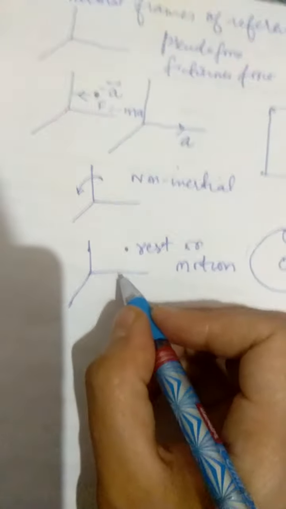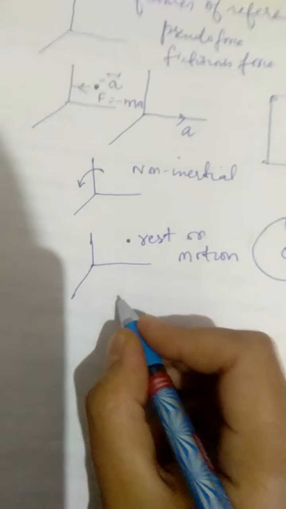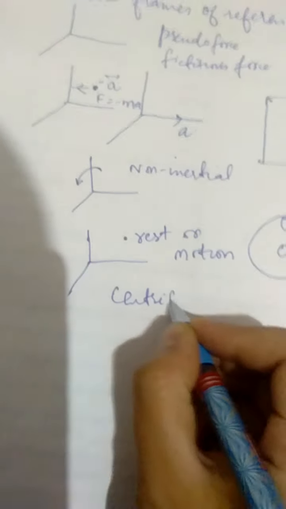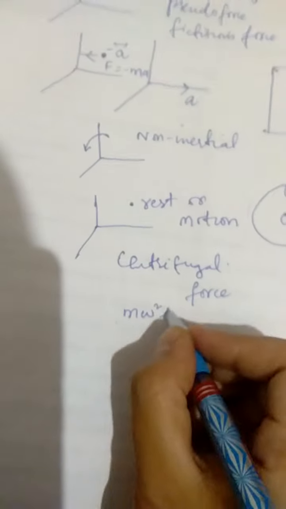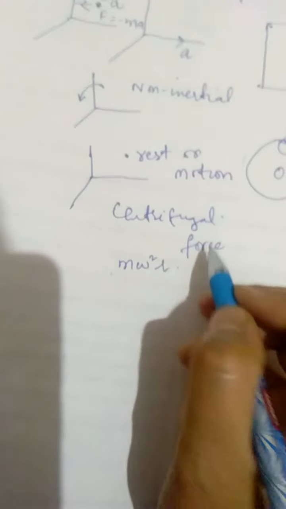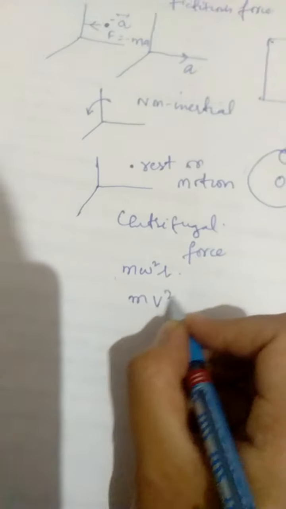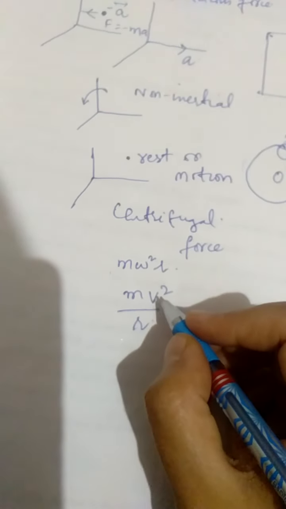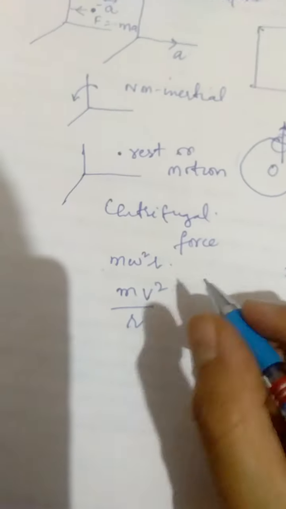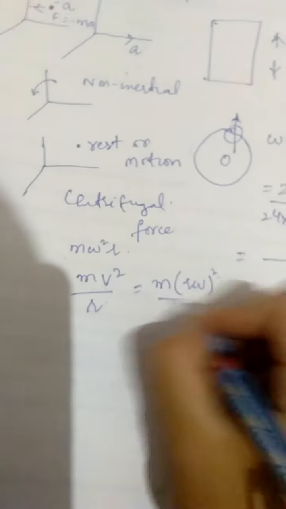Now, the fictitious force that appears due to this non-inertial frame on a particle at rest is called the centrifugal force. And that is given by m omega square r. Remember, the numerical value of the centrifugal force is the same as that of centripetal force. We know that centripetal force is mv square by r. All of us know that. We also know the relation between the linear velocity and the angular velocity, that is v is equal to r omega. If we substitute that here, that is m r omega square by r. So that is m omega square r.